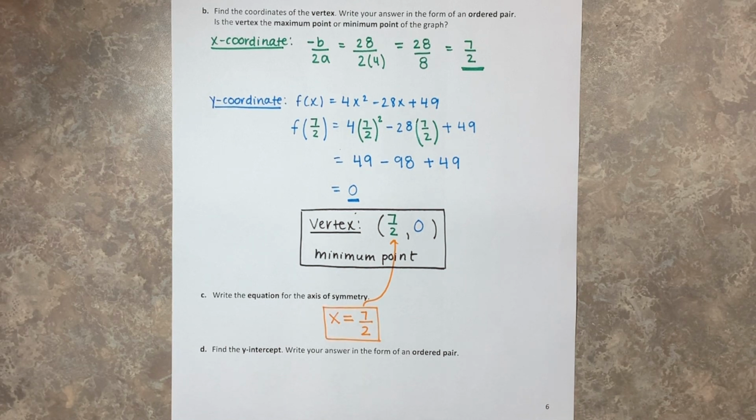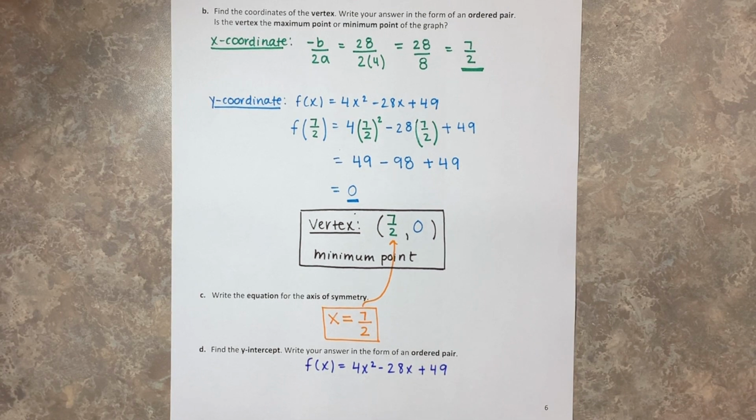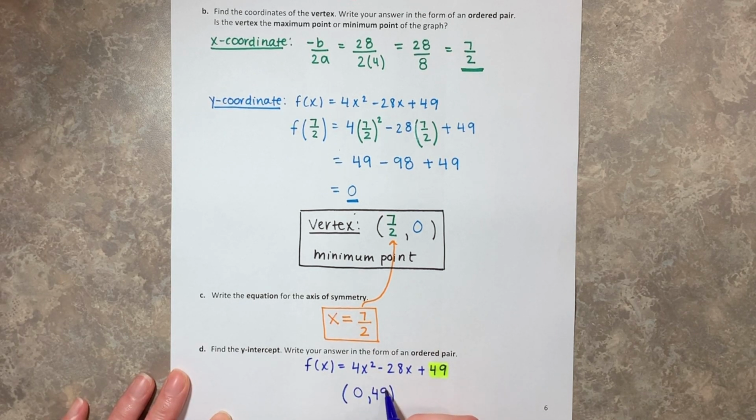Now let's find the y-intercept. I'm going to start by just copying down our original given function. If you want to find the y-intercept in any math problem, you can always plug in 0 for x. But we also talked about the shortcut. The x-coordinate of any y-intercept is always 0. And then to find the y-coordinate, the shortcut is we can just look at the constant, which is 49 in this case. So the y-coordinate of our y-intercept is 49. Okay, let's take a look at the next page.